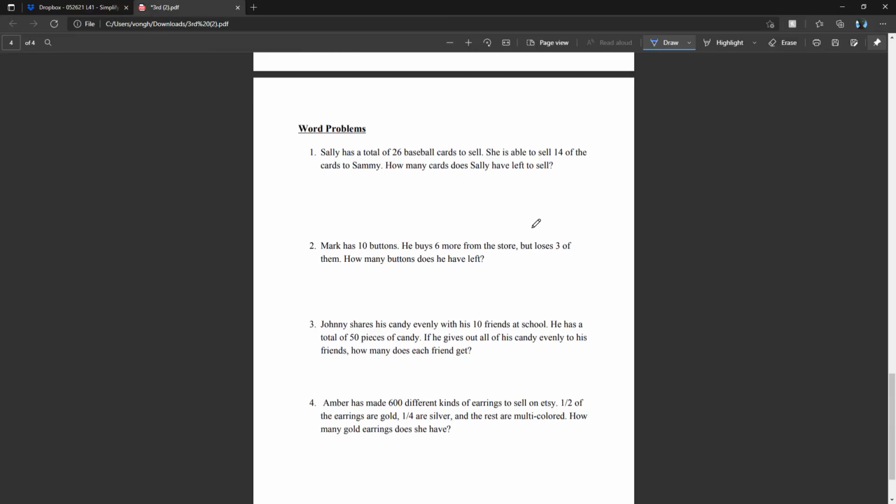Now we have word problems. Sally has a total of 26 cards to sell. She's able to sell 14 of those cards to Sammy. How many cards does Sally have left to sell? So it says that we have 26 baseball cards, right? Or Sally has it. And then she sells 14 of them to her friend. So that means when she sells it, she's getting rid of it. So that's subtraction. So that's 26 minus 14.